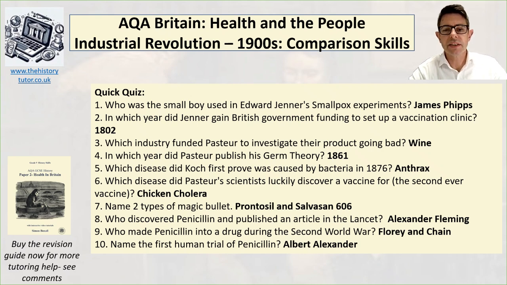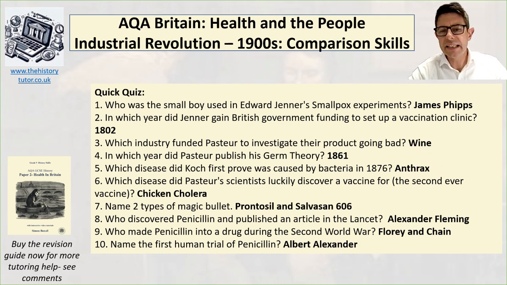So name 2 types of magic bullets. You've got Prontosil and Salvarsan 606. This was an attempt by scientists in the 1900s to create a chemical that could go into the body and kill bacteria. These were 2 that worked, although they had death and side effects potentially as well. So they weren't perfect, and also they couldn't kill all bacteria. So they were not the magic bullet they were really hoping for.